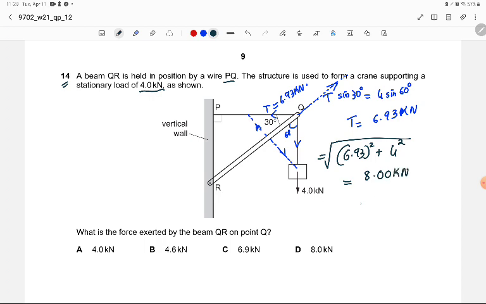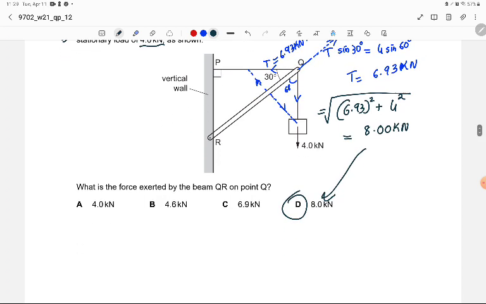So this should be the answer. So this is done. Let's move on to the next question.